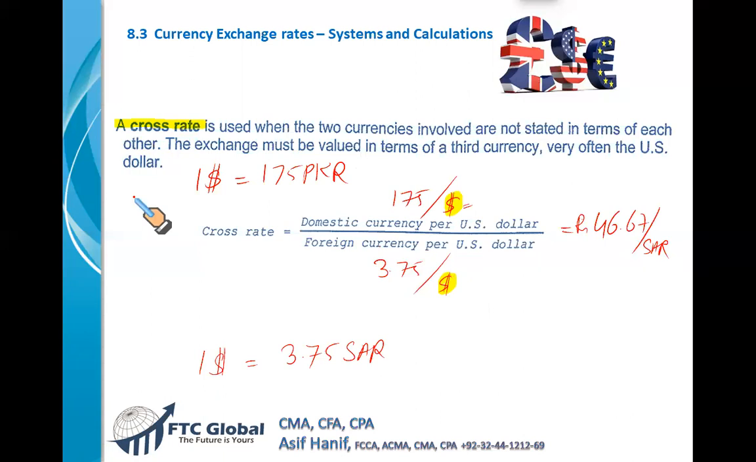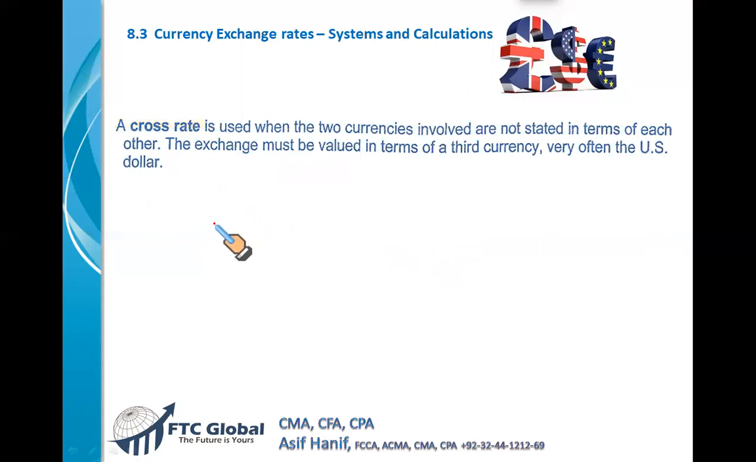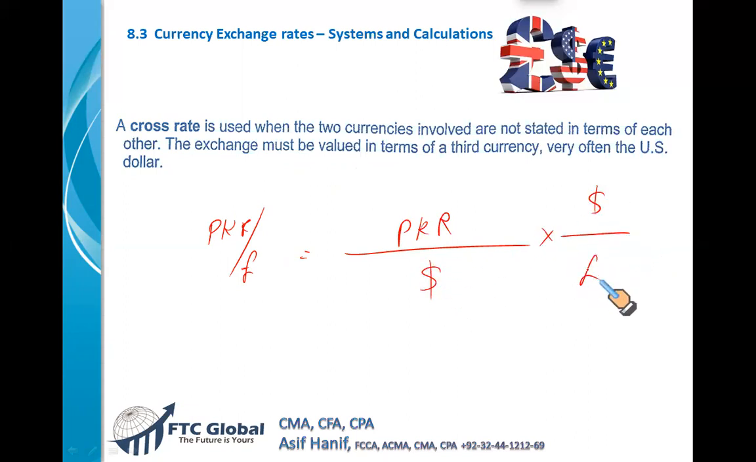On your exam, things might be given in a little different way. But remember the basic dynamic of this formula. Maybe you have to find PKR per pound. So you might have PKR per dollar, and you might have dollar per pound. You should arrange your numerator and denominator this way so that these dollars are cancelled out and you are finally left with PKR per pound. That's what we want. Just a simple identity. I hope you make sense out of it. PKR per pound is required.